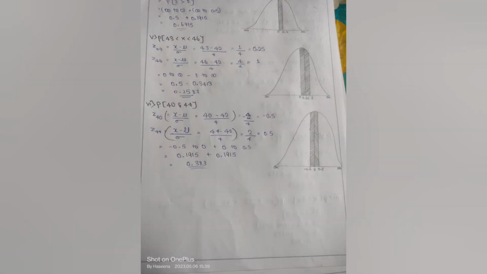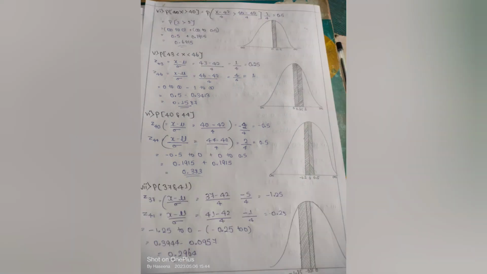Now, similarly, we will solve the sixth bit of the question, which is between 40 and 44. As we solved the fifth bit of the question, we will solve the sixth bit of the question. It will give us a solution of 0.383.